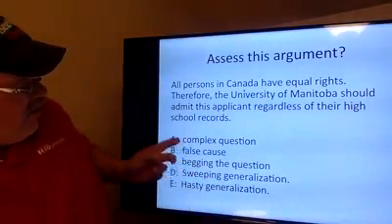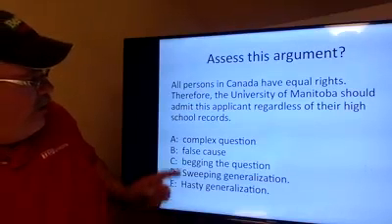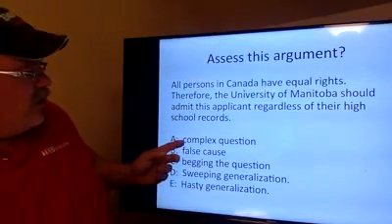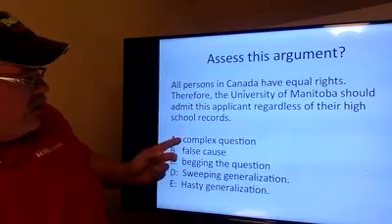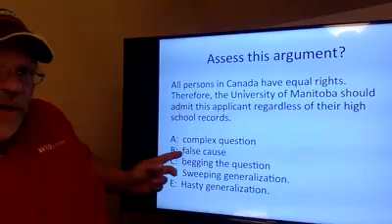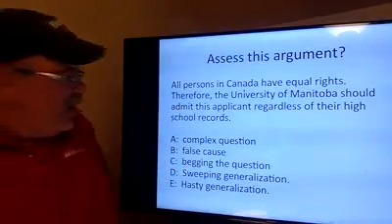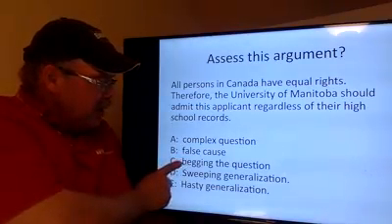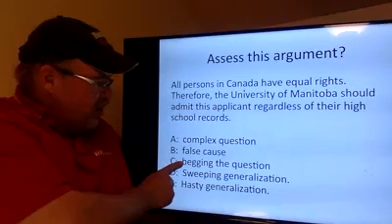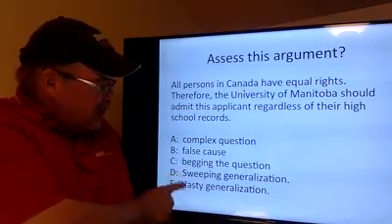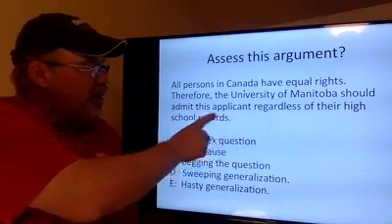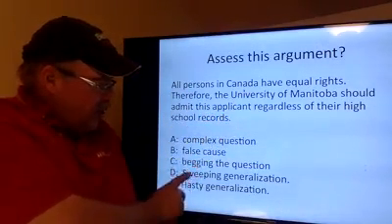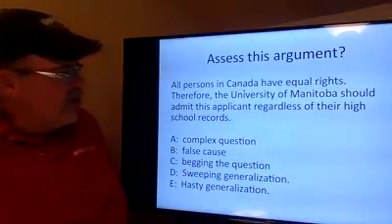Now, where would we go here? Is it a complex question? Well, I don't see anything in the form of a question, so I don't think so. Is it a false cause? I don't see any causal claims. I don't see circular reasoning, but it does seem to have this "all, therefore" character. So I'm thinking it's a generalization of some sort.